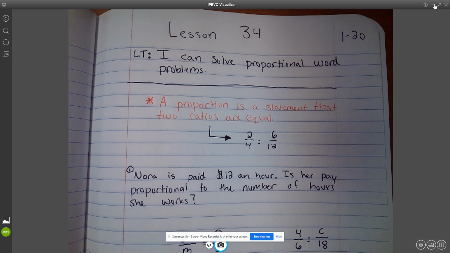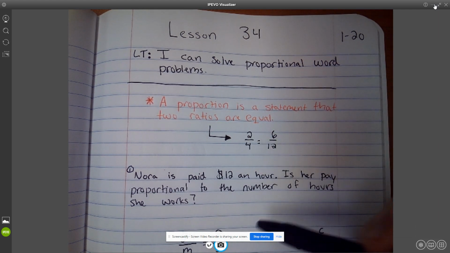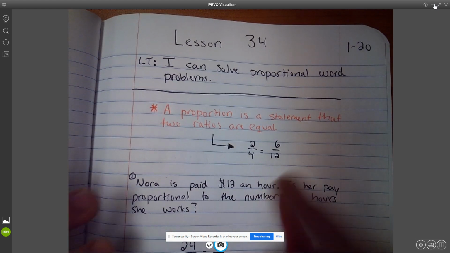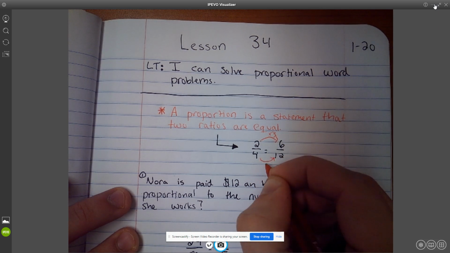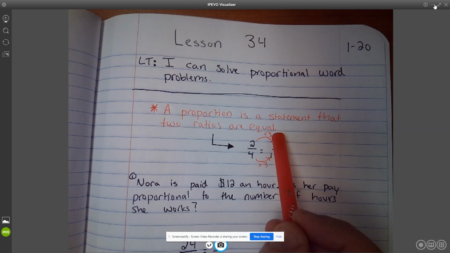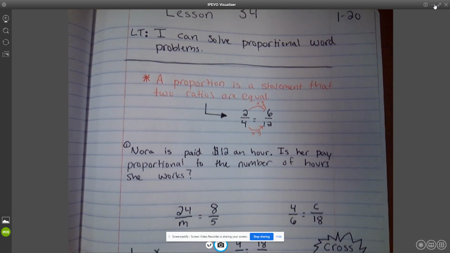So a proportion is just a statement that two ratios are equal. A ratio is just a relationship between two numbers. So here we have 2 and 4. That's our relationship, 2/4. And this is going to be equal to 6/12. And we can see that because 2 times 3 would get us up to 6, and 4 times 3 would give us up to 12. And on the opposite side, 6 divided by 3 is 2, 12 divided by 3 is 4. So those are equal proportions.